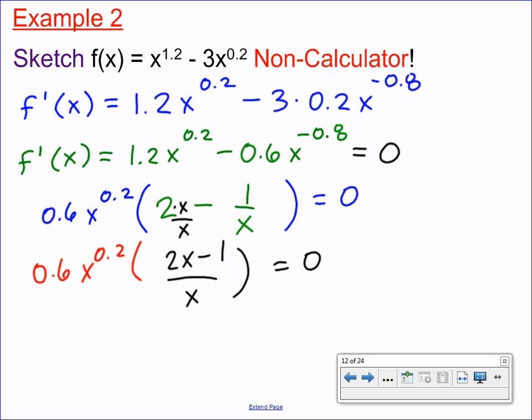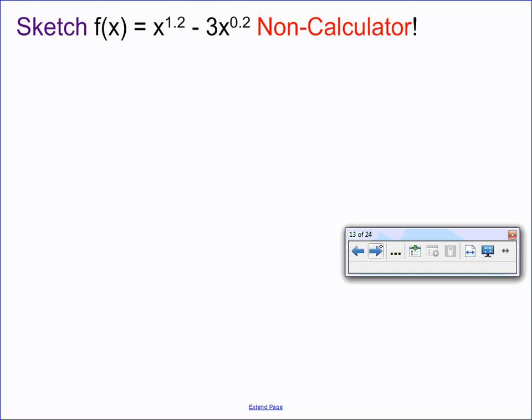Okay, are there any values of x for which y prime is undefined? Yes. Would that be x equals 0? Yes. So y prime is undefined at x equals 0. Good. Are there any values of x for which y prime equals 0? Yes. That would be x equals 1/2. So let's go ahead and get our critical values then by considering our y prime expression. We've got critical values at x equals 0 and 1/2.